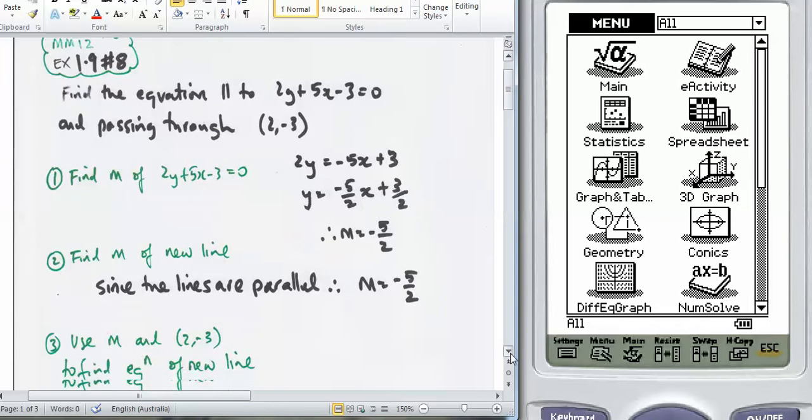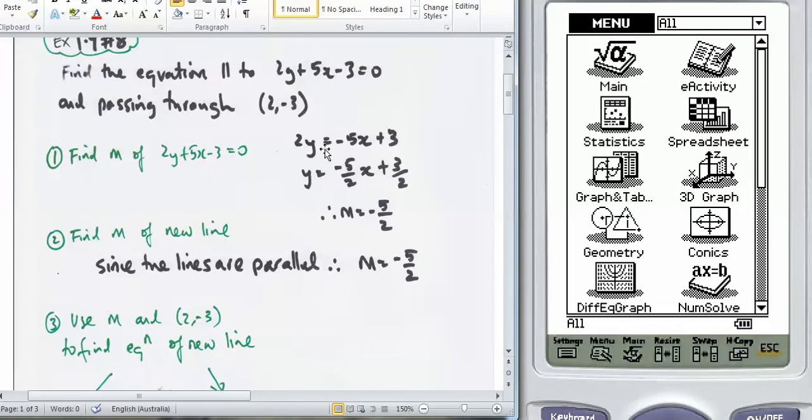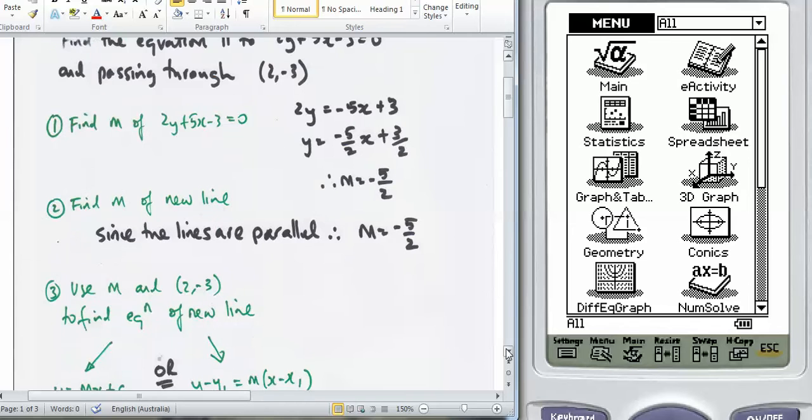Okay, if I have 2y = -5x + 3, that is, move the 5x to the right hand side and the 3 to the right hand side. Divide by 2 gives me y = -5/2 x + 3/2, which means the gradient is -5/2. Since we want the equation that is parallel to this line, my new line has the same gradient, which is -5/2. So then I have two options.